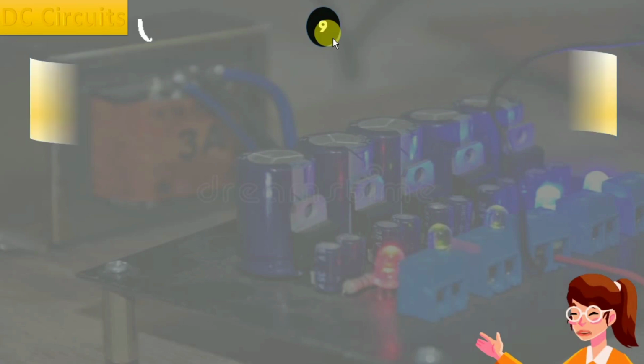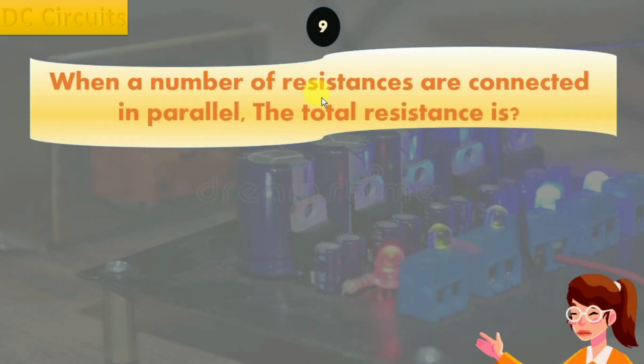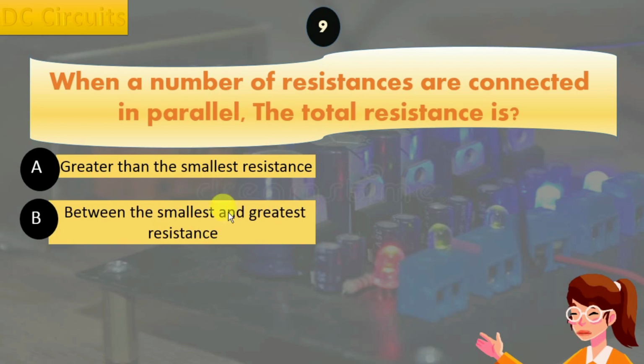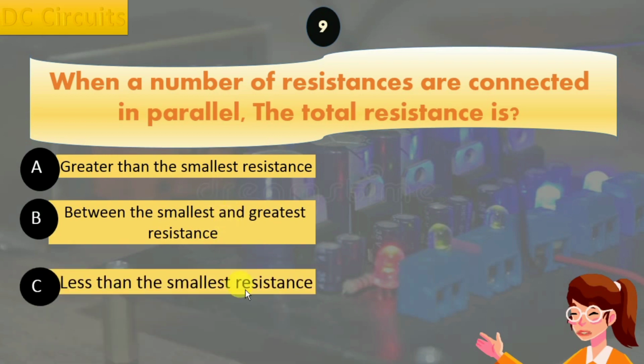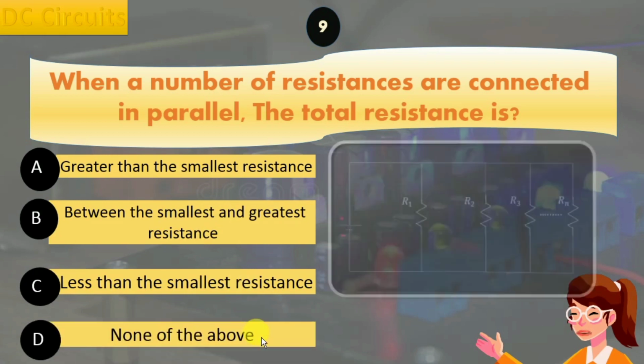DC circuits. Question number 9 is, when a number of resistances are connected in parallel, the total resistance is option A, greater than the smallest resistance. Option B, between the smallest and greatest resistance. Option C, less than the smallest resistance. Option D, none of the above.